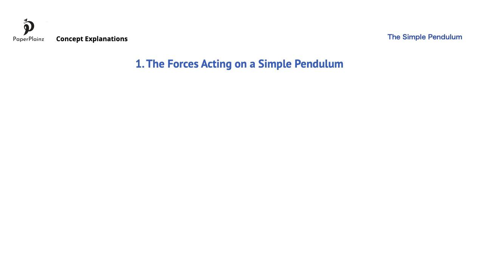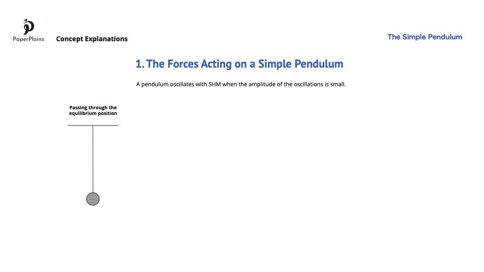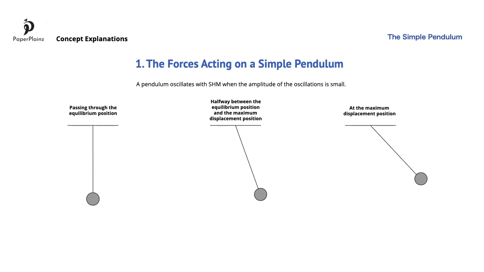Let's start by stating that a pendulum oscillates with simple harmonic motion when the amplitude of the oscillations is small. This means that the displacement angle of the pendulum should be less than 15 degrees. We'll examine the forces that act on the pendulum bob as it is passing through the equilibrium position, when it is halfway between the equilibrium position and the maximum displacement position, and finally when it is at the maximum displacement position. You have probably noticed that the displacement angle in the last diagram is more than 15 degrees.